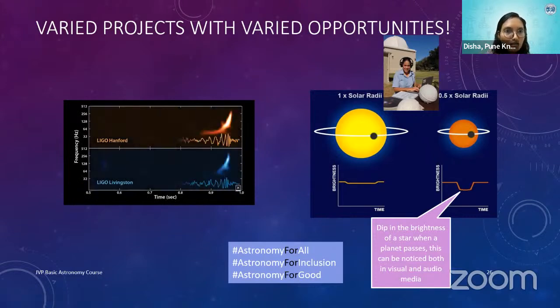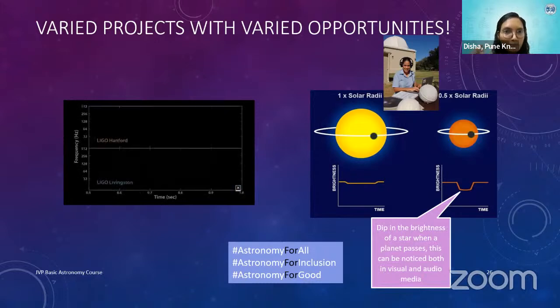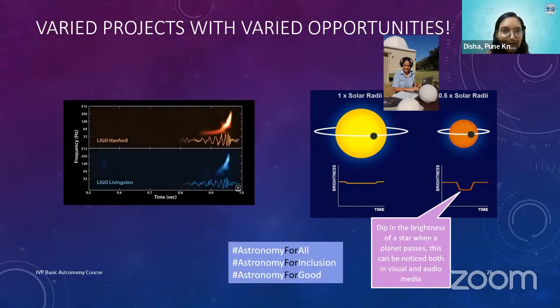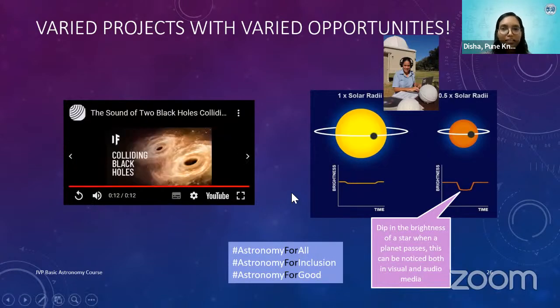And you look, look. So that blip itself was a signature of the gravitational wave getting detected. And in this way, imagine if we can convert beautiful astronomical data into sound waves.